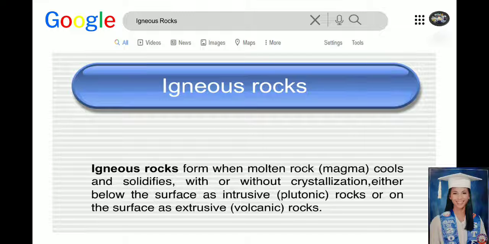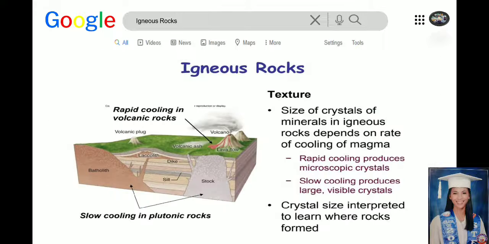And we can classify if it is a volcanic or plutonic rock based on the size of the crystal, because rapid cooling produces volcanic rocks, while slow cooling produces plutonic rocks. So based on the size of the crystals, we can learn where the rocks had formed and what kind of igneous rock it is.